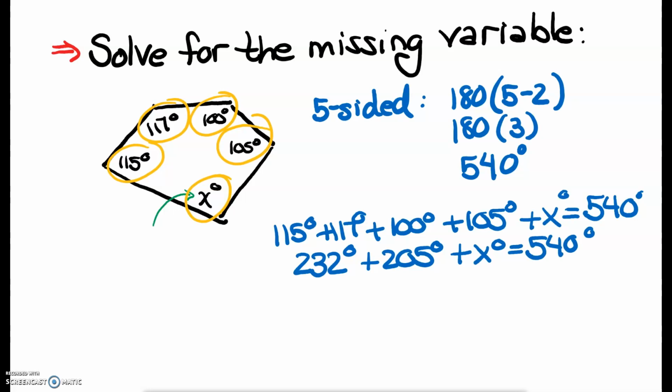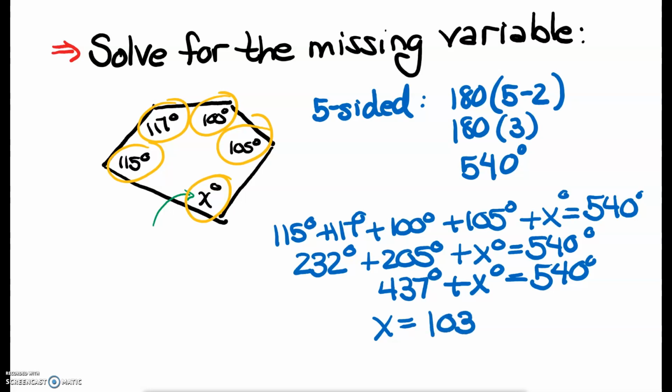So when I add these two, I get 437 degrees plus x degrees should be 540 degrees. So when I subtract 437, I get 103 degrees for my answer. And that would be how you would solve a problem like this, where you have interior angles and you have a variable to solve for.